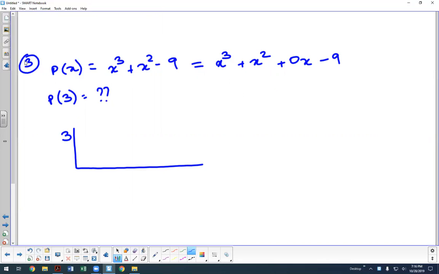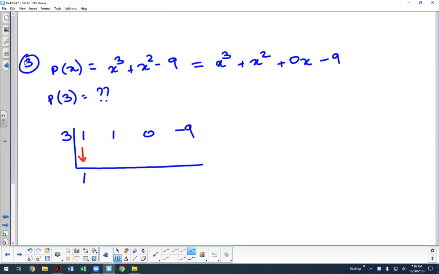My leading coefficient for x cubed is 1. The coefficient for x squared is also 1. Since our x term was missing, that's the 0. And then our constant term is negative 9. And for the most part, you guys had that setup done, which was really nice. Bring down the first number as it is.